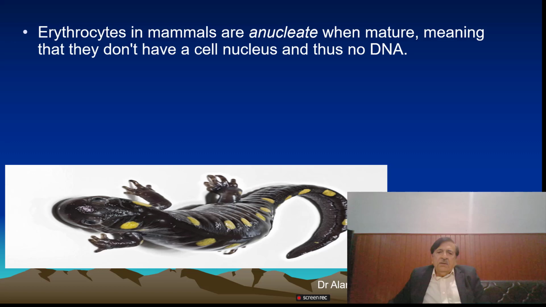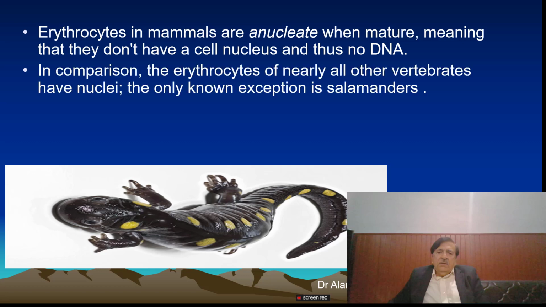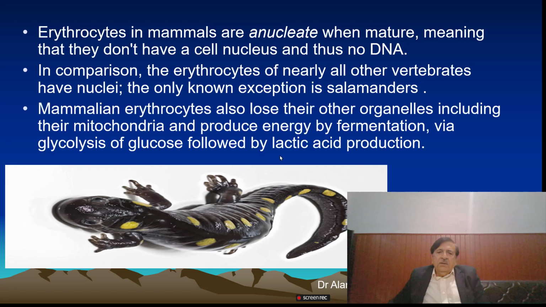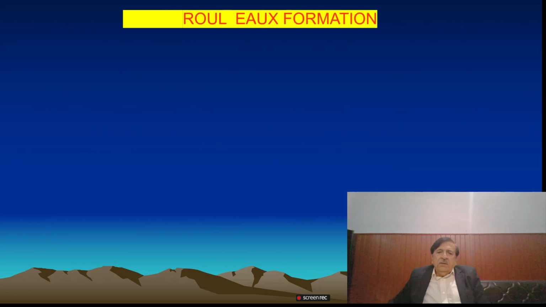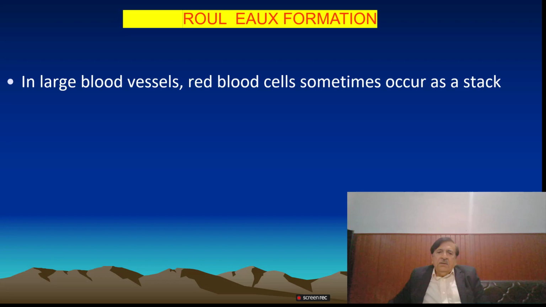Erythrocytes in mammals are anucleated when mature, meaning that they don't have a cell nucleus and thus have no DNA. In comparison, the erythrocytes of nearly all other vertebrates have nuclei. The only known exception is salamander. Mammalian erythrocytes also lose their other organelles, including their mitochondria, and produce energy by fermentation via glycolysis of glucose followed by lactic acid production.